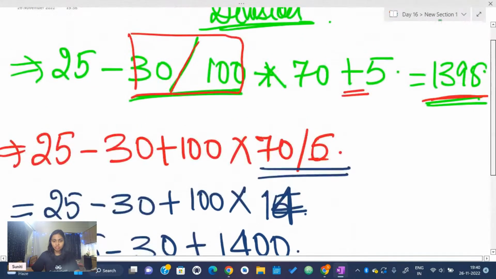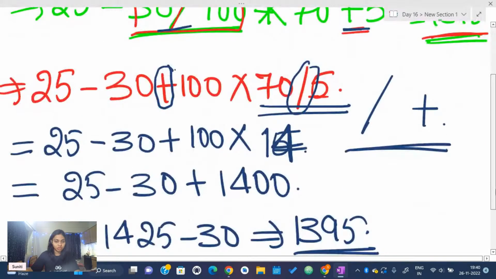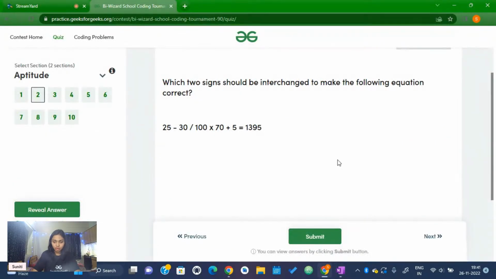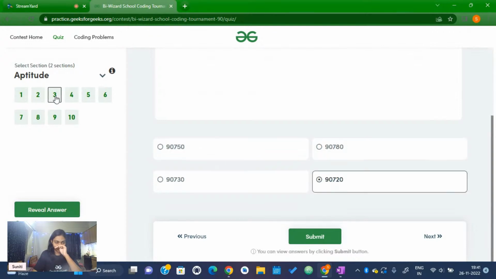So the answer to this question is that we have replaced the division sign and the plus sign. Here is the division sign, here is the plus sign, and after we replaced them, we got the correct answer. So that is the answer to this question. Yes, option number A is the answer. All right, let's now move to the next question.